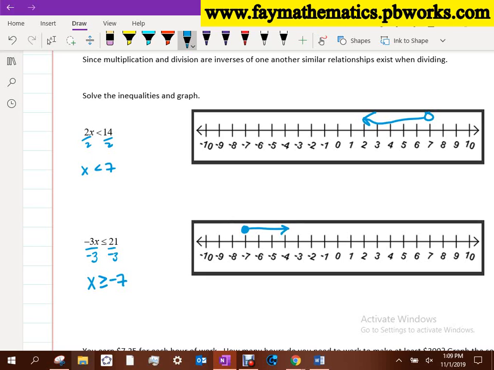Okay. Remember what graphing to the right means here. It means that no matter what number I pick over there on the right of negative 7, when I plug it into that inequality, it will give me a true statement. So I plug in 0. Negative 3 times 0 is what? 0. Is 0 less than or equal to 21? Yeah. Okay. So it satisfies, so it works. Yes.